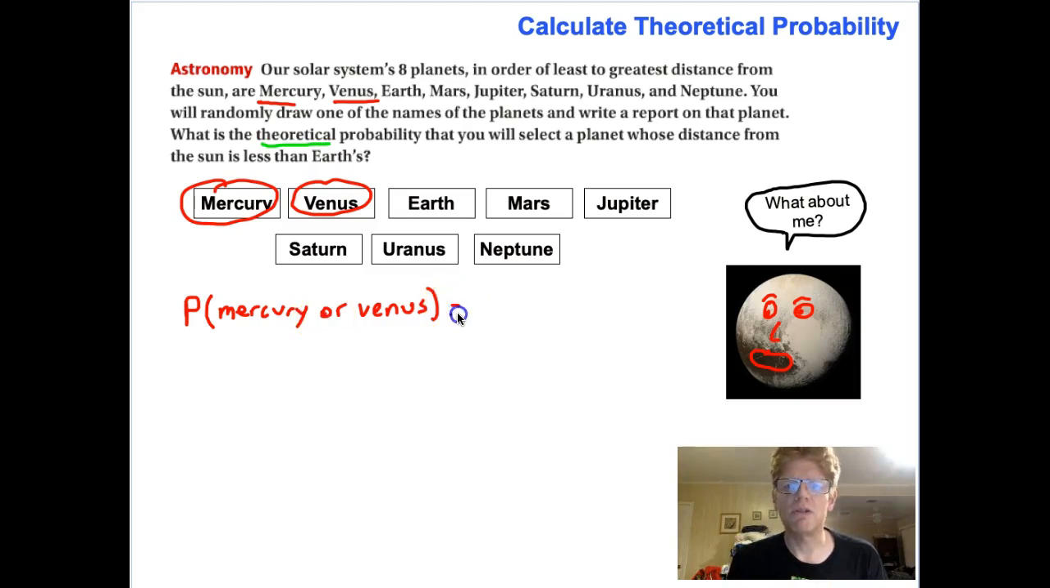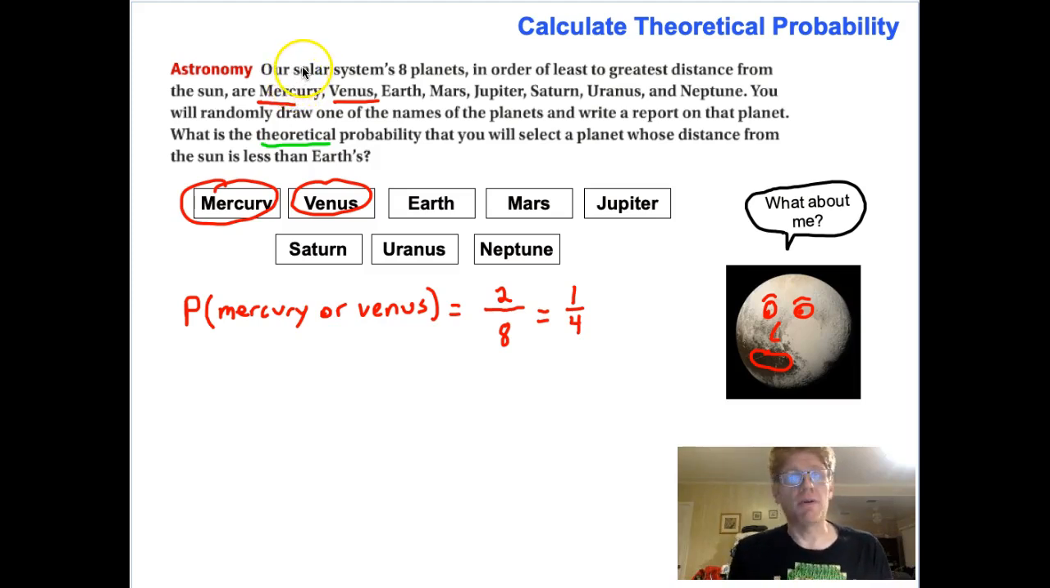And that's going to be equal to the ways to get what we want, right? Over the total possible ways to get stuff. Now the ways to get what we want, there's 2 ways we can get Mercury or Venus. And the total possible ways to get stuff is 1, 2, 3, 4, 5, 6, 7, 8. So 2/8. And that's the probability of getting Mercury or Venus. We can simplify that, right? Because that's also the same as a 1 out of 4 chance. So 1/4, 1 out of 4 is the probability of getting Mercury or Venus. And remember, that is theoretical probability.